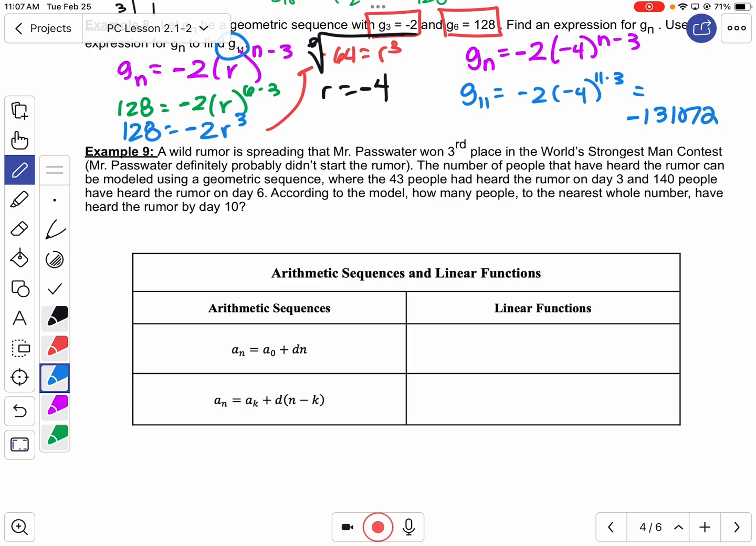It says the number of people that have heard the rumor can be modeled using a geometric sequence where 43 people had heard the rumor on day 3 and 140 people have heard the rumor on day 6. According to the model, how many people, to the nearest whole number, have heard the rumor by day 10? All right, see if you can do that one.